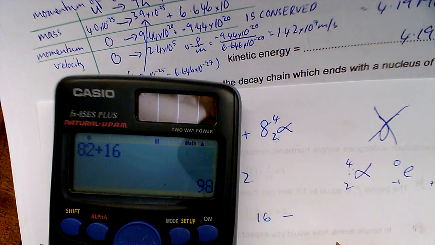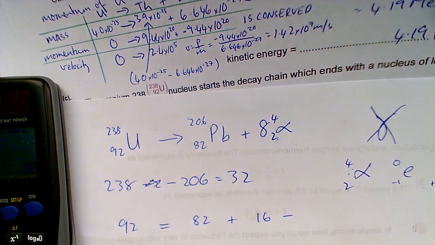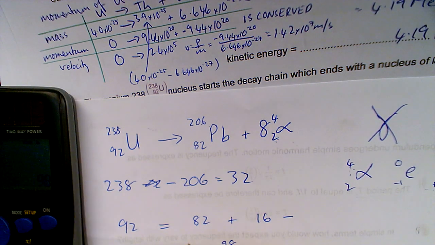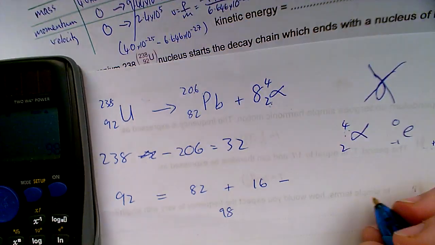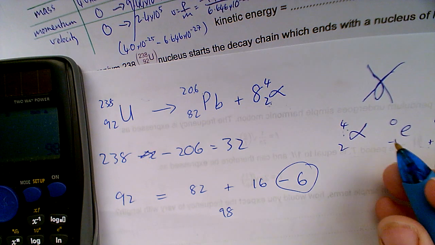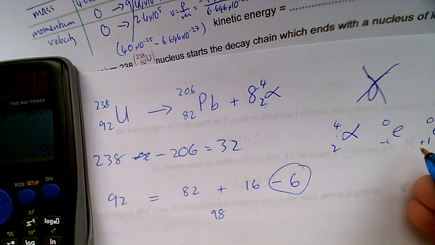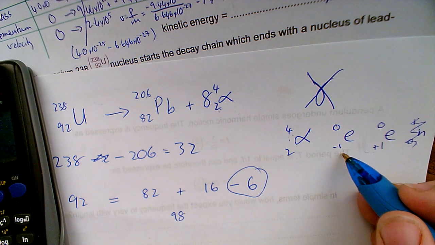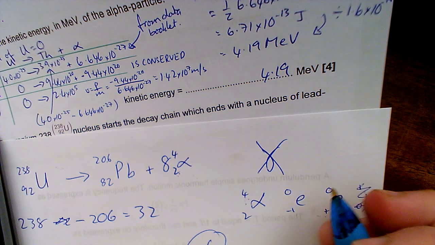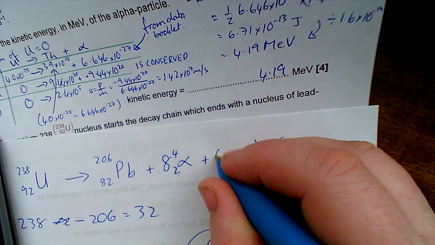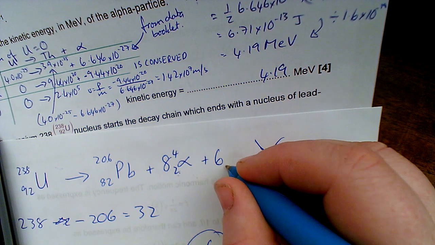So we've got 98 on this side. That means we need to minus 6. What particles are going to let us minus 6? Well, it's going to be the beta minus. So that means we have 6 beta minuses.